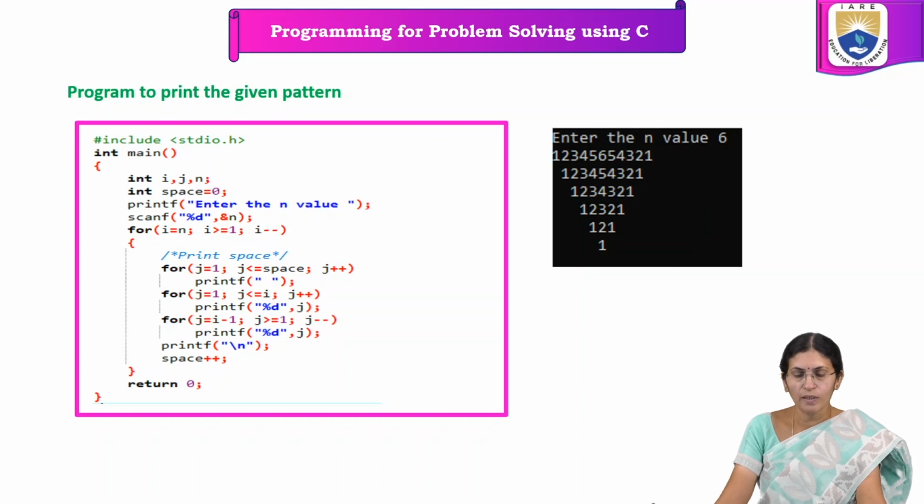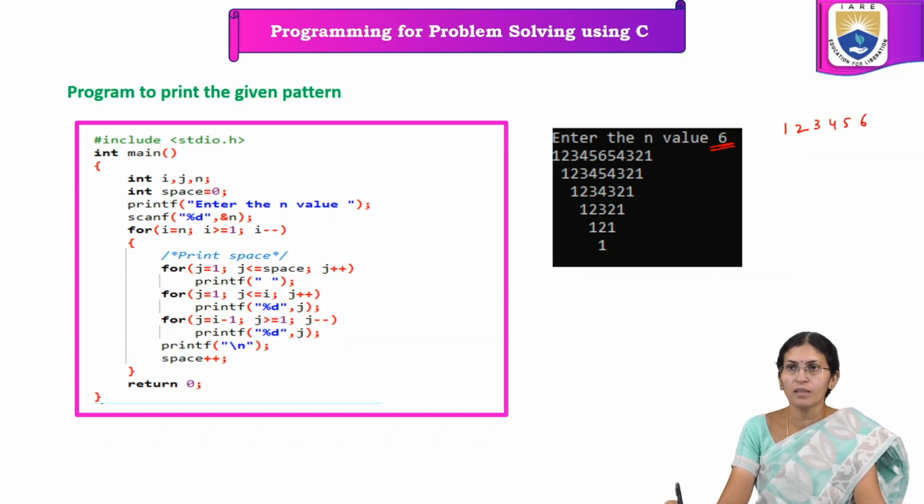Next program. Now let us see another program to print the given pattern. As you can see here, this is the given pattern. We need to print based upon the number of rows specified by the user. If the number of rows specified by the user is 6, the pattern to be printed in the first row is 1, 2, 3, 4, 5, 6. After that, the numbers will be printed in descending order: 5, 4, 3, 2, 1.